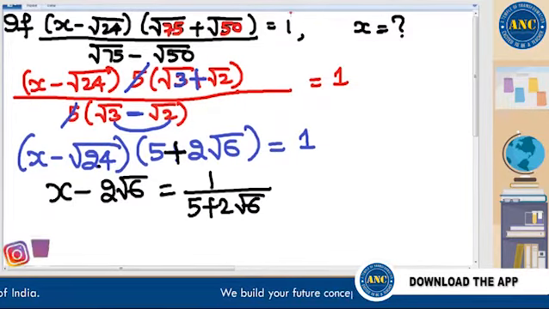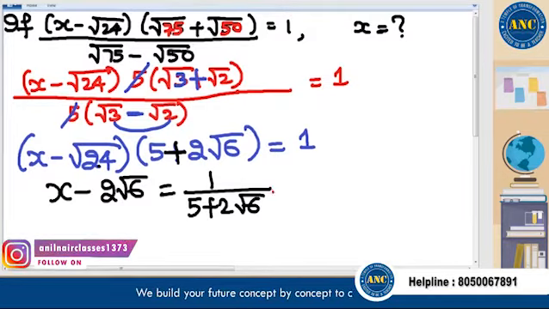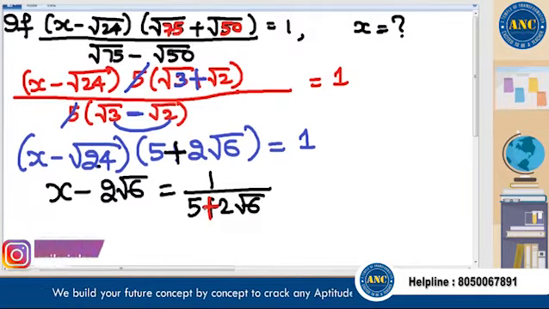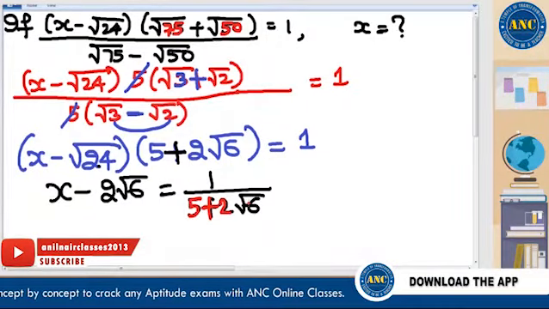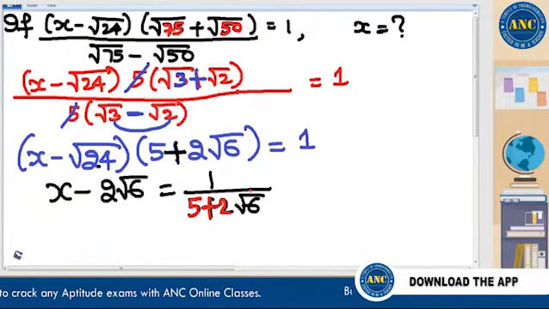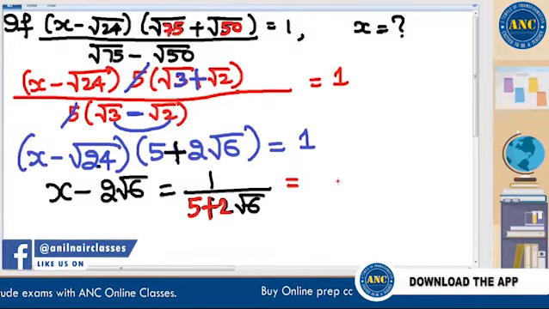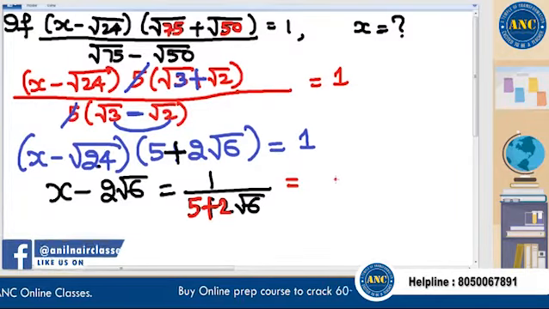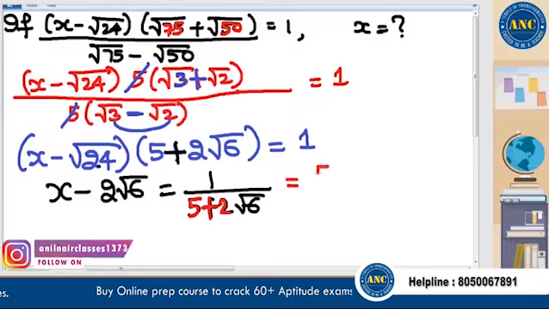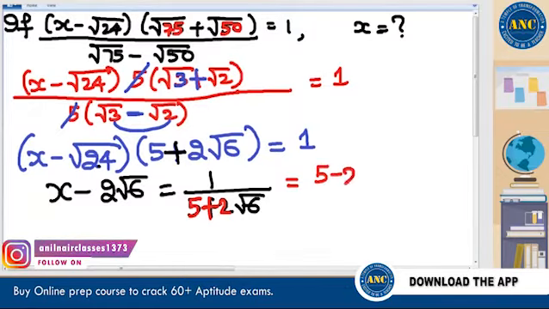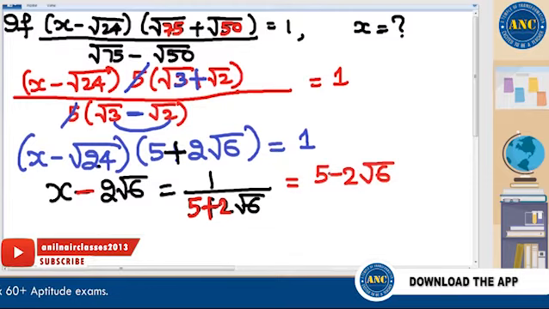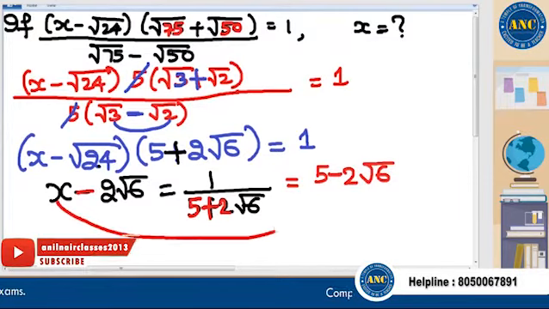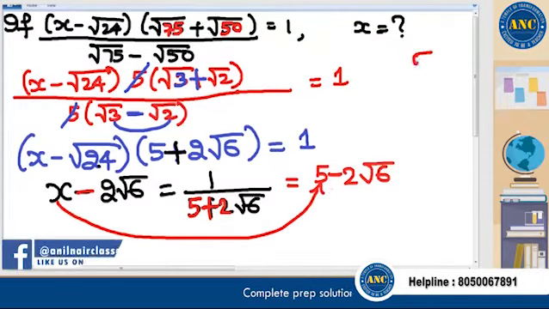If I rationalize, what will I get, sir? Can I say 5 minus 2 root 6, if I multiply, 5 square is 25, 2 root 6 whole square is 4 into 6, 24. 25 minus 24 is 1, so the denominator is again 1. Numerator will be how much? 5 minus 2 root 6 into 1. So minus 2 root 6 and minus 2 root 6 can be compared. In place of x I have which value? 5. Answer is 5.